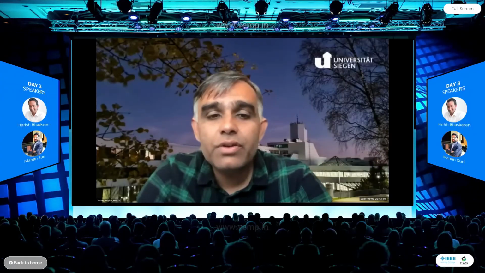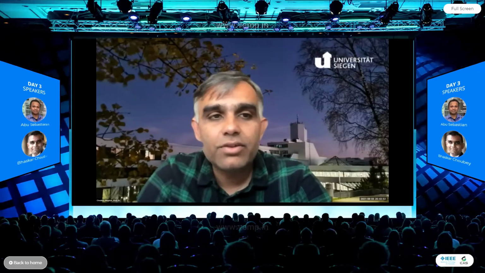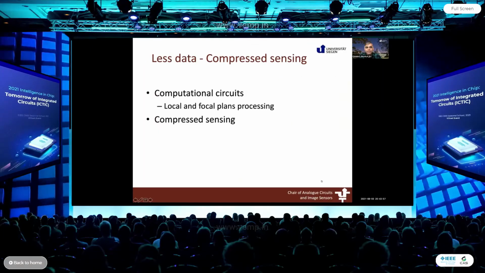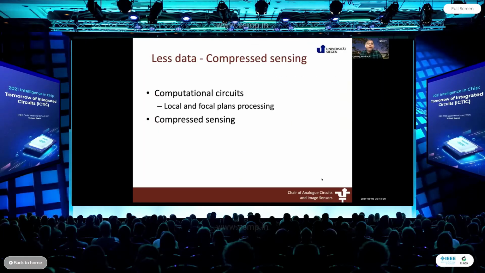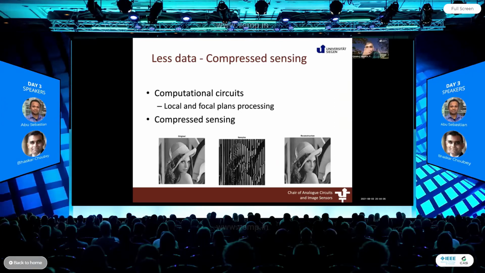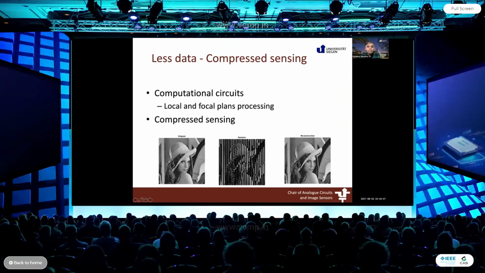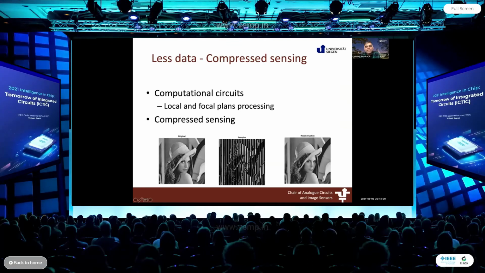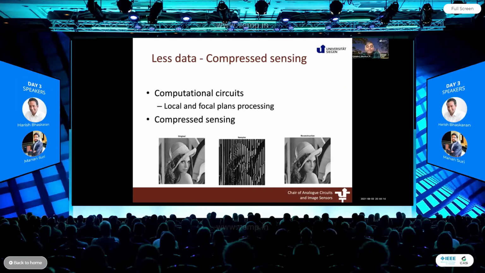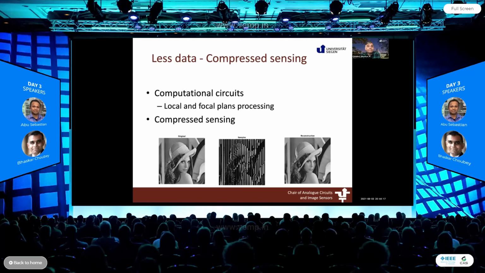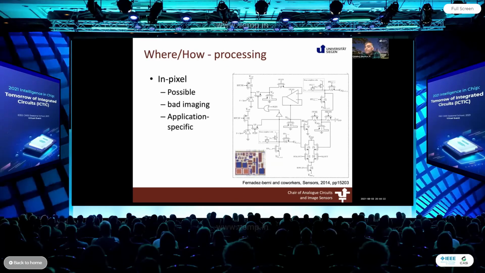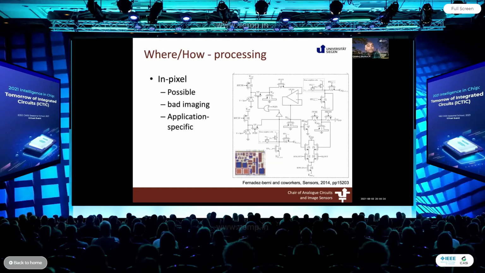We could also go back, sorry for hopping through my slides, and do some form of compressed sensing. There has been a lot of work on local and focal plane compression, where if you take a large screen, you just take some parts of the scene or randomly sample the scene and then reconstruct the scene. Doing all of these means you are going to do some processing. And the question then is, where do we do this processing? Be it neural processing or normal processing, where do we do it?